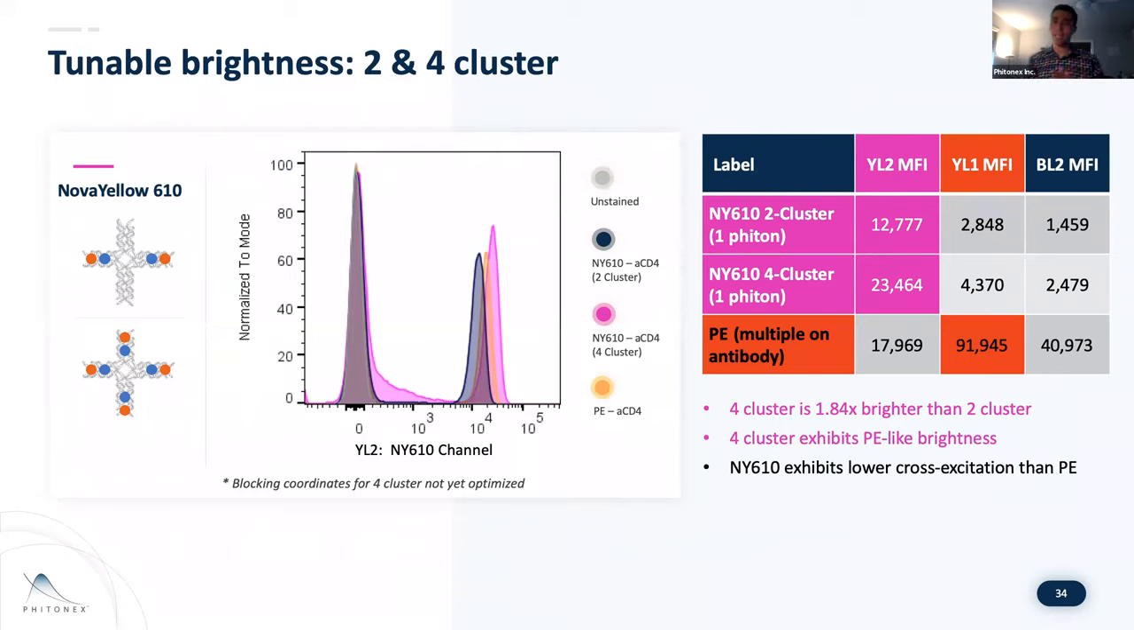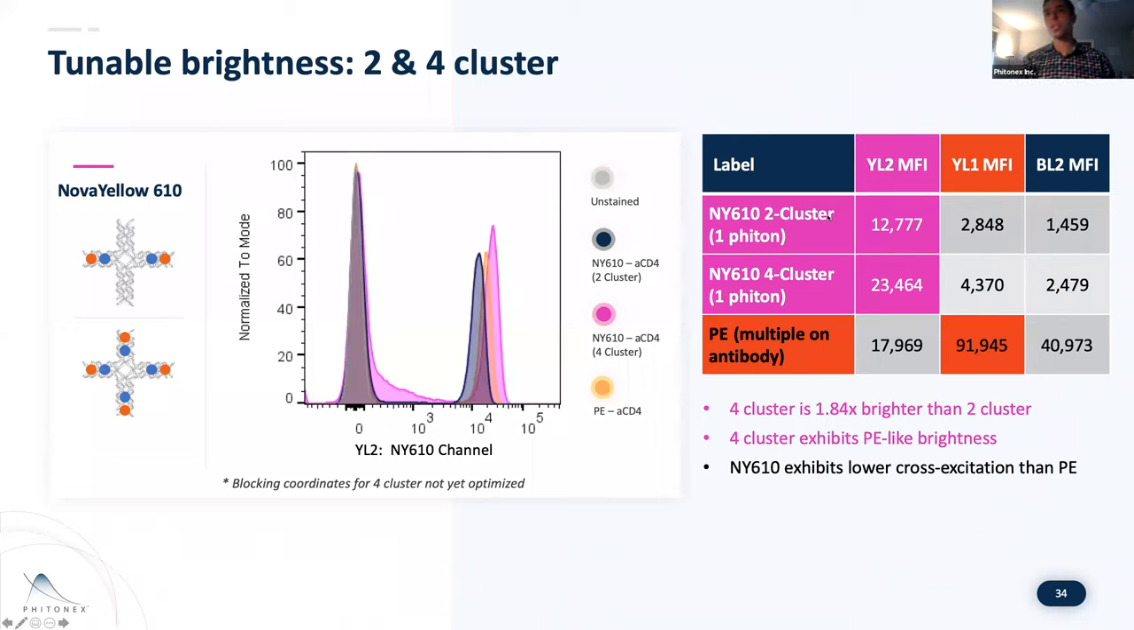So what we've got here again is this Nova Yellow 610, two cluster and four cluster. In this case, we're just looking at median fluorescence intensities. And we can in fact see that yes, the four cluster is twice as bright. In this case, they're conjugated to CD4. But how does it compare? What does that look like on an MFI basis?